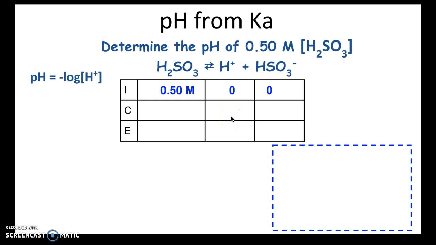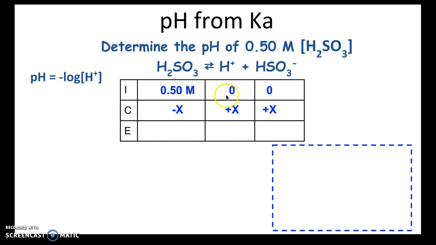Now once it starts to ionize, what's going to happen is we're going to lose some H2SO3. The amount we lose, we're not really sure, but we're going to put minus X to show that we're losing some of it. And what's going to happen to the concentration of H+ and HSO3 minus? We're going to increase those. So instead of putting a minus X, we're going to put a plus X. Once again, we don't know how much we are going to make, but we know we're going to make some of it.